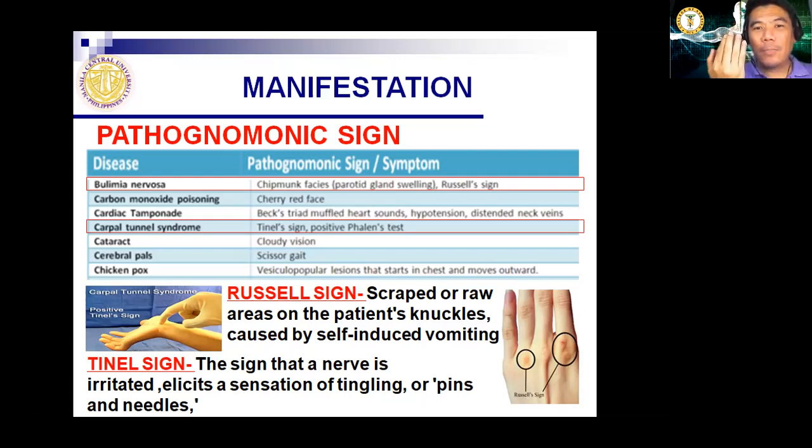Another is if there is Russell sign. The Russell sign is if there is scraping on the knuckles. Why? Because the client puts the hand in his mouth and the client's teeth touch this prominent part, and this usually causes the skin integrity problem. So the hand is inserted in the mouth because the person wants to vomit after too much eating. Try to imagine that. Then it causes the scraping. So two: Russell sign, and the other one is chipmunk face. So that is for bulimia nervosa.